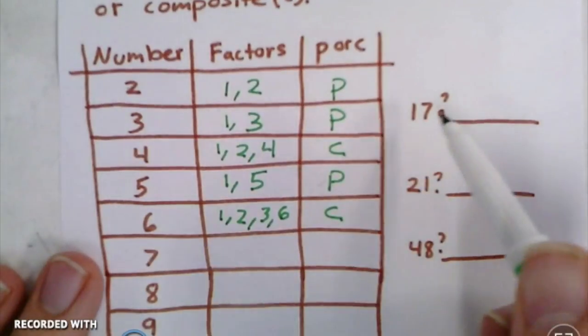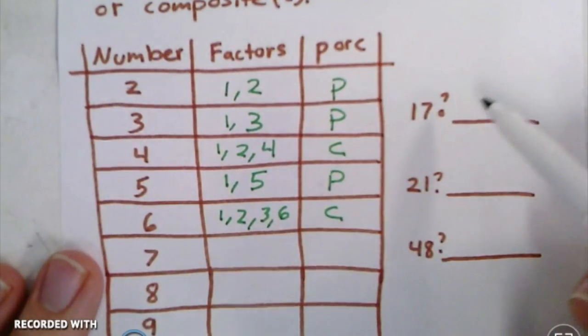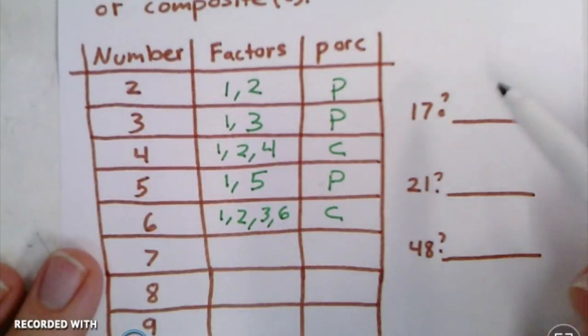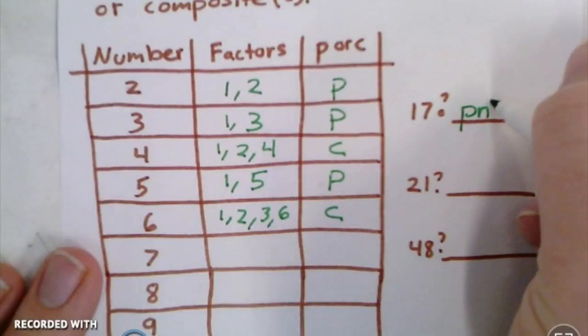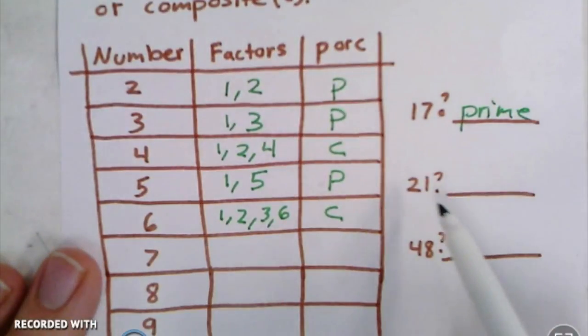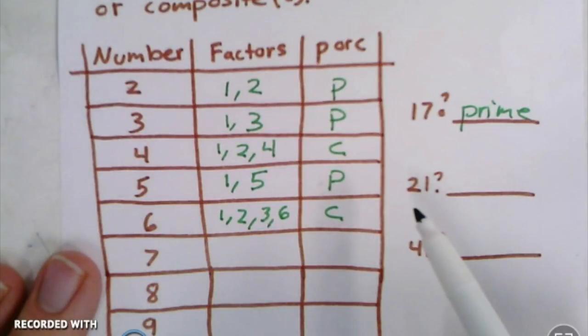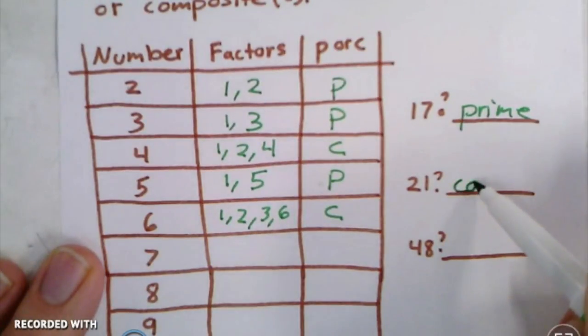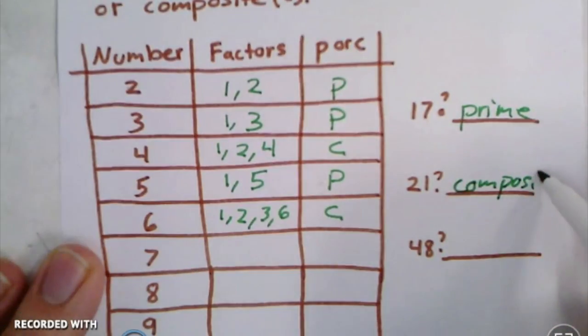Okay, what about 17? Can I divide 17? I can divide 17 by 1. I can divide it by 17. I can't divide it by anything else. So this one is also prime. What about 21? This one's tricky. A lot of people often think that it's prime. I don't know exactly why, but I guess it just looks like a prime number. But what two factors can I multiply to get 21? I can multiply 3 times 7 to get 21. Because it can be divided by another number evenly, it is composite. What about 48?